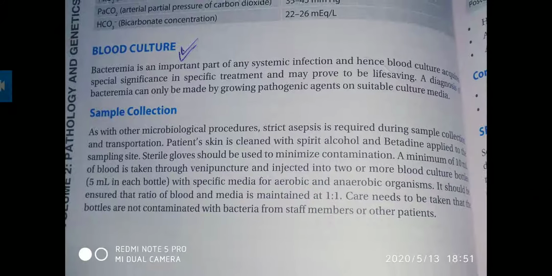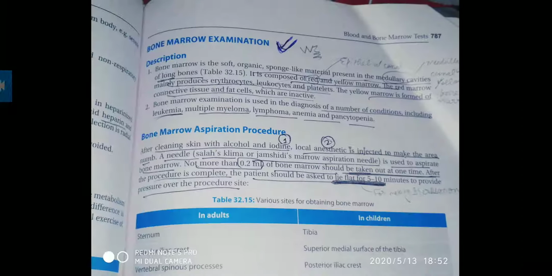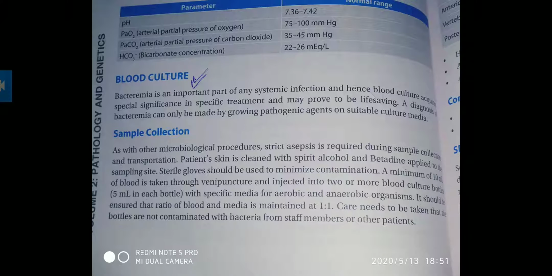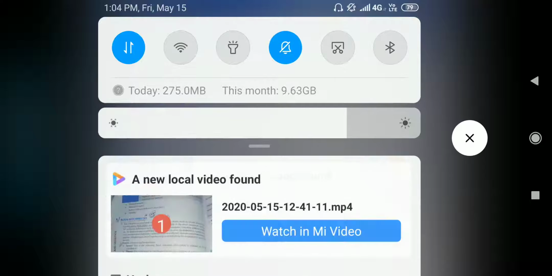The next portion is bone marrow examination, which I will deal with in lecture 1. Thank you.